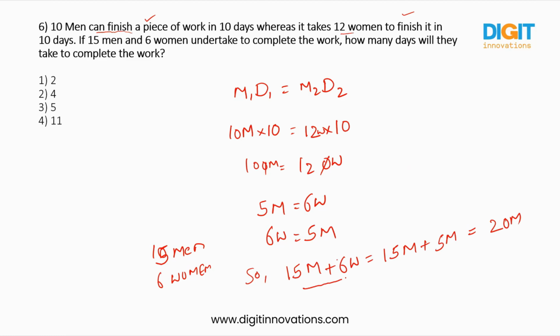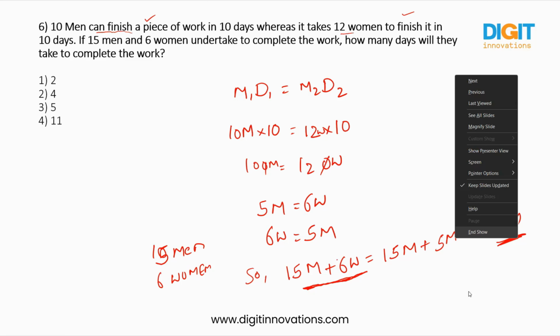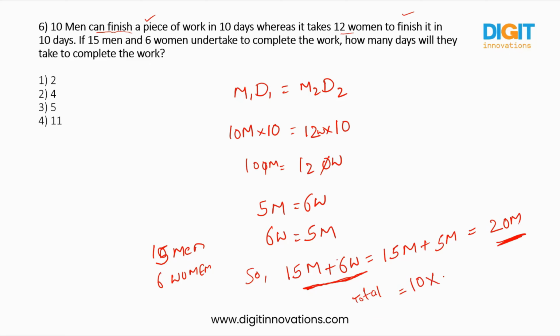So these 15 men plus 6 women are equal to 20 men. So only 20 men can singly do the whole work. Okay, the total work rate is 20 men. Now we need to find the total work here. We already know 10 men can do the work in 10 days. That means 10 into 10 it will be 100. So the total work is 100 man days.